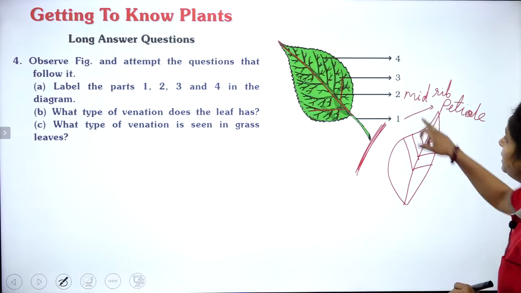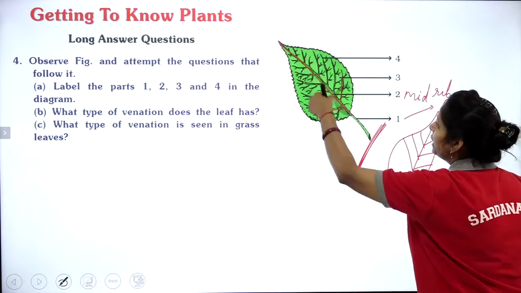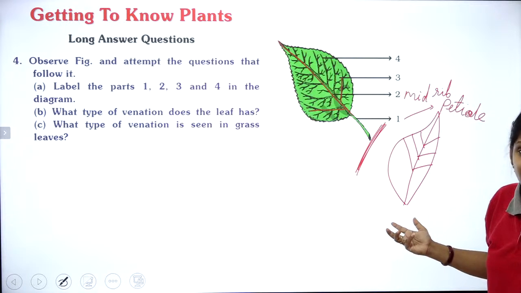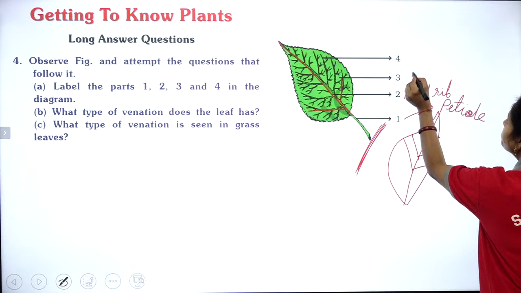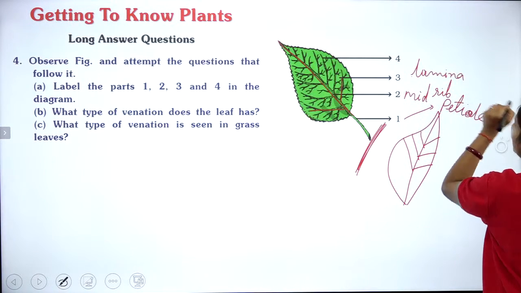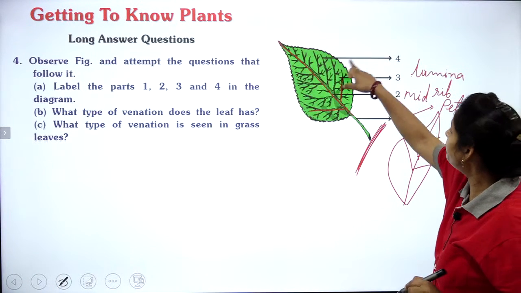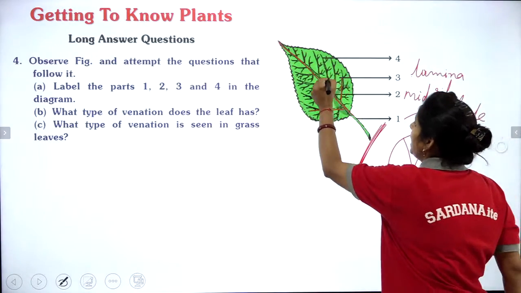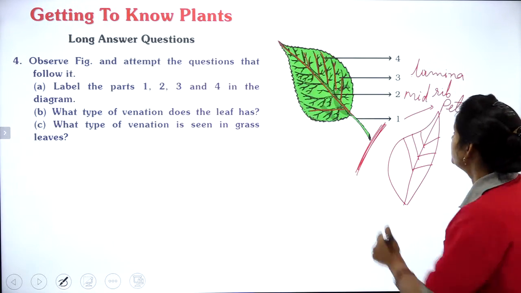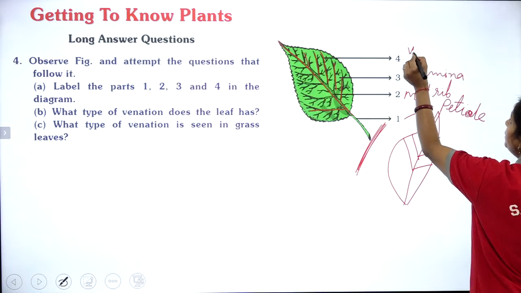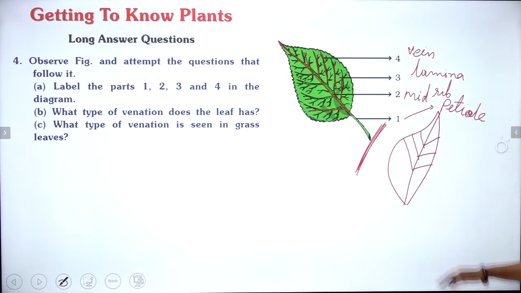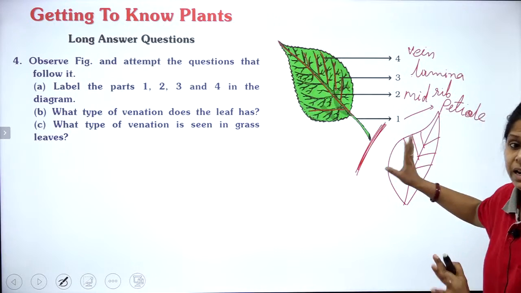Then after, it is asking about this green part of the leaf, the flat part of the leaf, and it is called lamina. Okay. Then after, it is asking about these lines. What are these? These are veins. So for number 4 we will write down here vein. So you can see here this leaf is labeled.